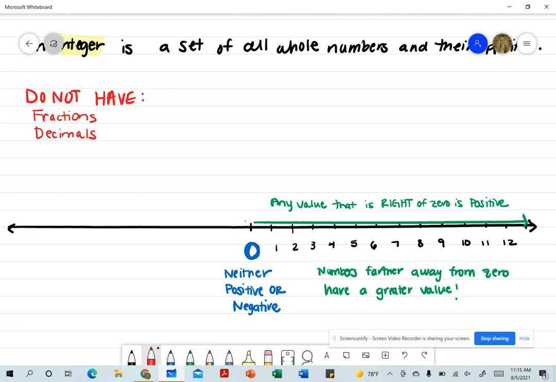So anything on this side of the number line is red. Any value that is left of 0 is negative. So on a number line, it all really matters where 0 is, right? So 0 is neither positive or negative. Anything to the right is positive, and anything to the left is negative.